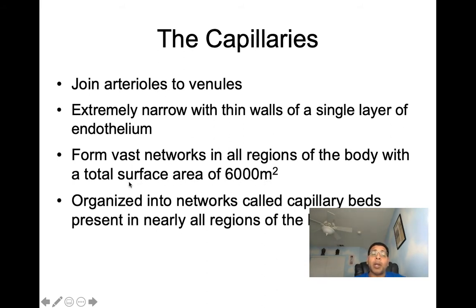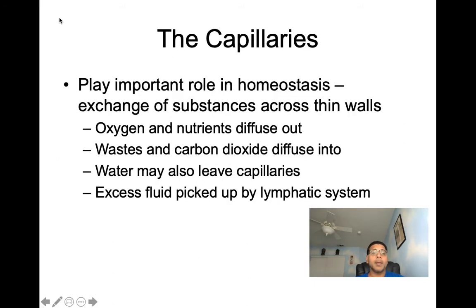Next here we can see our capillaries are organized into networks called capillary beds. So that's why we've been talking about capillary beds, and we're going to look at the structure of a capillary bed in a few seconds. They're present in nearly all regions of the body. They play an important role in homeostasis by allowing for the exchange of substances across their thin walls. So here we can see oxygen and nutrients can diffuse out of the capillaries and into the tissues and the cells. Waste and carbon dioxide can diffuse into the capillaries. Water may also leave the capillaries.